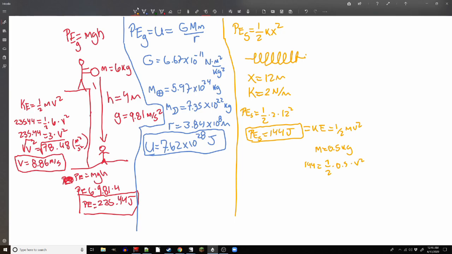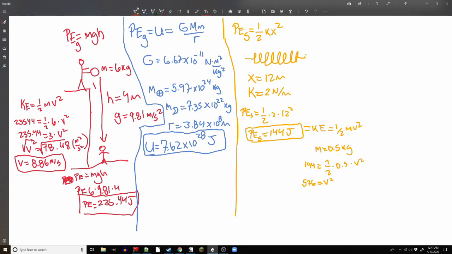I'm going to multiply through by 2 to get rid of this guy, and then multiply through by 2 again to get rid of this other half. So 144 times 2 is 288. Right? Yes, it is. And then times 2 again is 576. So 576 equals V squared. Just as a reminder, for those of you who are not as comfortable with algebra, I'm multiplying both sides of this equation by 2 to get rid of this half, and then again by 2 to get rid of this half. Make sense? I hope so. You guys can't really answer me, so I don't know if it does.